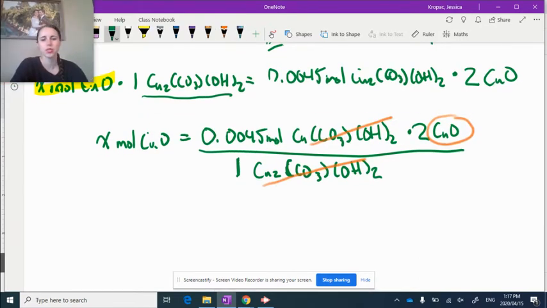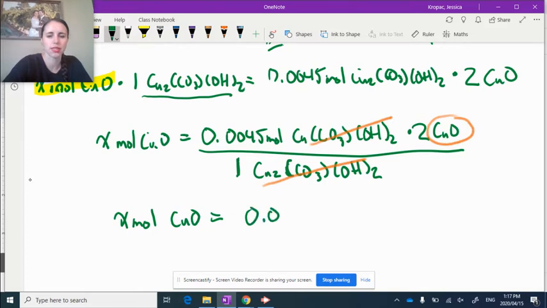So if I take 0.0045 and I multiply it by 2 and I divide by 1, I'm going to find the number of moles of copper oxide that are going to be produced by this decomposition reaction. 0.0090 moles of copper oxide. So you can see that that's something that you probably wouldn't be able to do in your head. So that's why it's important to be able to set up these molar ratios.